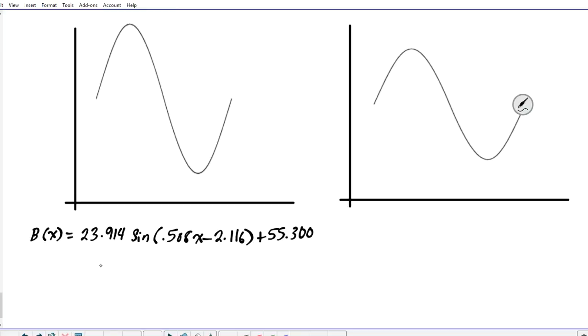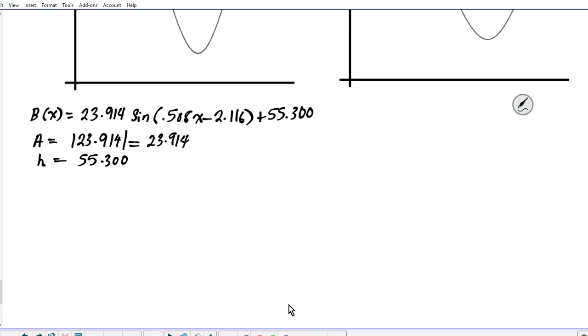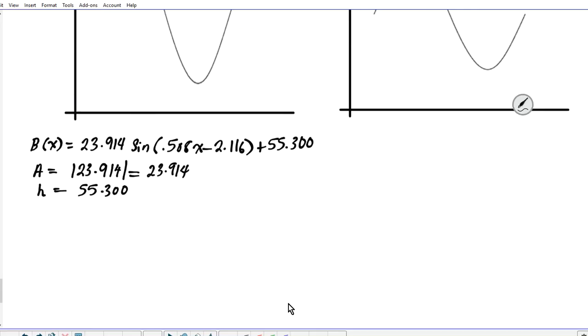Okay, those are our main players here. For b of x, the amplitude is basically the absolute value of the coefficient of the sine function, which is 23.914. The h value is what you're adding on to the sine component, which is 55.300. Alright, so now we have all the tools that we need to compute the max, min, midline, and variation.